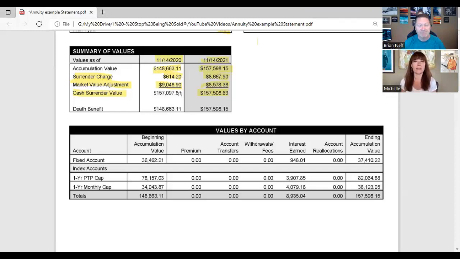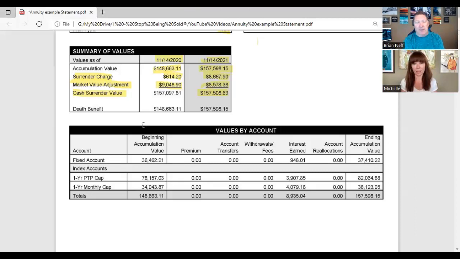All right. I'm going to back this up just because clearly I'm so glad we're doing this. The surrender charge is the fee that it would cost you to actually walk away and surrender your annuity. Like 11/14/2021 is going to cost you $8,667.90. But because of the market value adjustment for that year, it offsets it. So it's $90 to walk away. I always love seeing statements that come out like this.